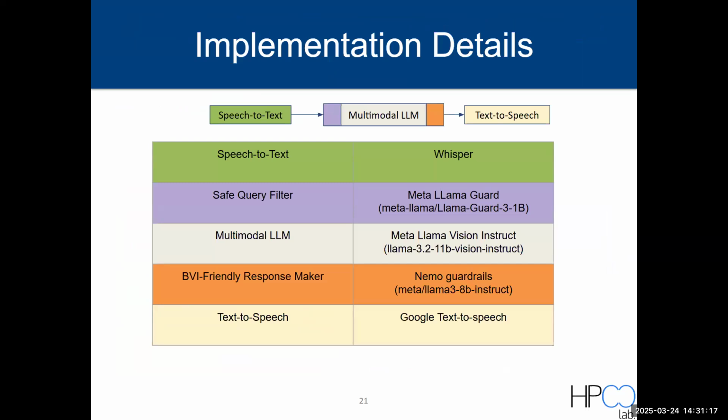Let's come to the implementation details. We do agree that we have proposed a solution and an architecture, but we implemented the following components in our experiments: speech to text, safe query filter, multimodal LLM, BVI friendly response maker, and text to speech, with the respective configurations. The speech to text is given to the multimodal LLM, which gives a text-based output, and that is sent to the text to speech. These are the implementation details, whereas in the architecture, we have proposed a broader view of our achievement, of what we intend to achieve in the end.